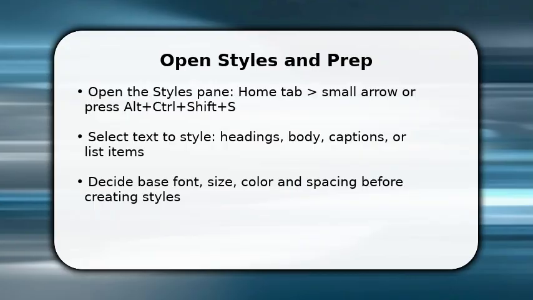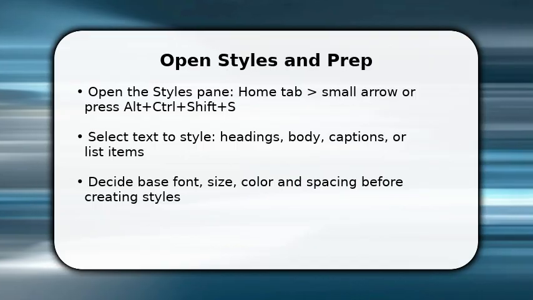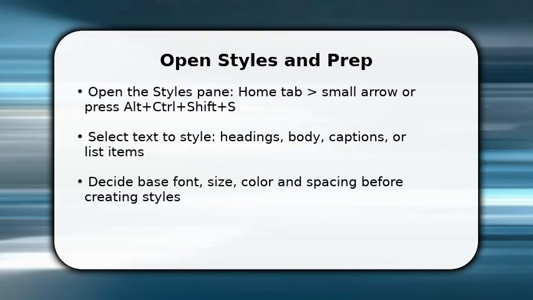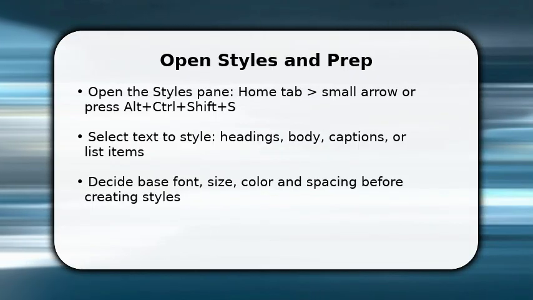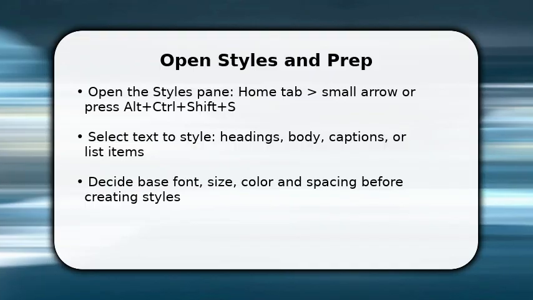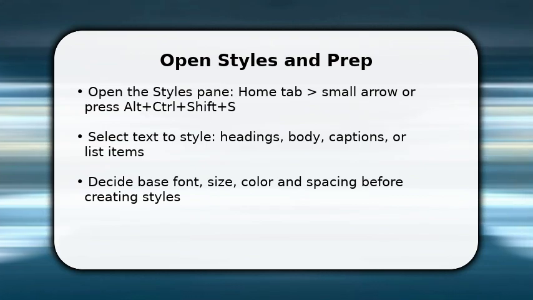You're starting by opening the Styles pane so you can work consistently. First, select a paragraph that represents the element you'll build, such as a heading 1 or body text. Once done, set the font, size, color, and paragraph spacing manually so the preview looks right. Make sure to use the Home tab arrow or Alt plus Control plus Shift plus S to keep the pane visible. This makes creating and modifying faster. This approach prevents mismatched formatting later and speeds up global edits.